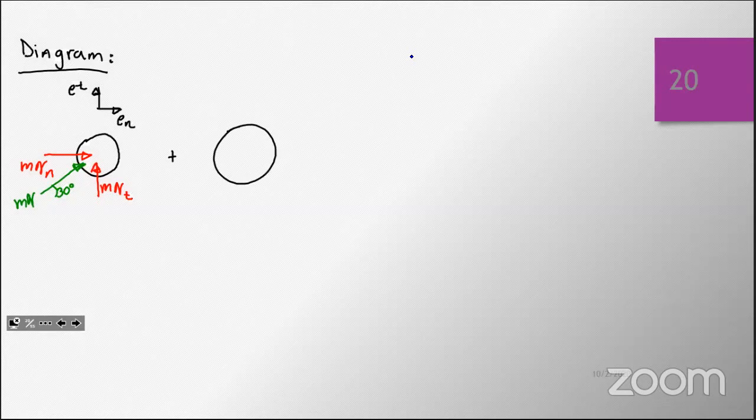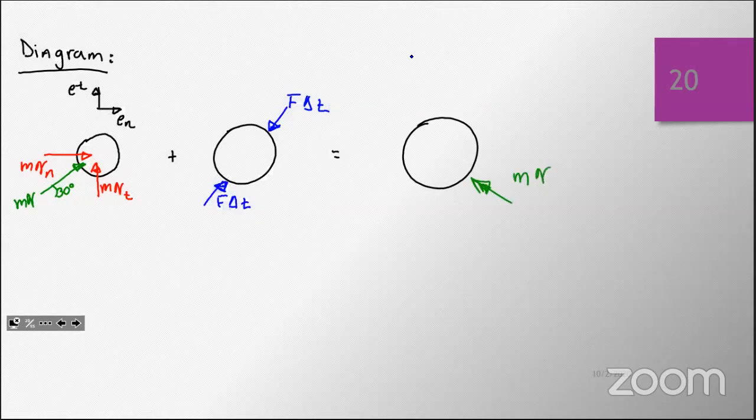Now we can talk about my impulses. Well, I've got on this ball the force of the wall hitting the ball, but also the force of the ball hitting the wall. So they're equal and opposite. And this is going to equal my final momentum, which is going to be, call it mv prime, which will give us mv prime tangential and mv prime normal.